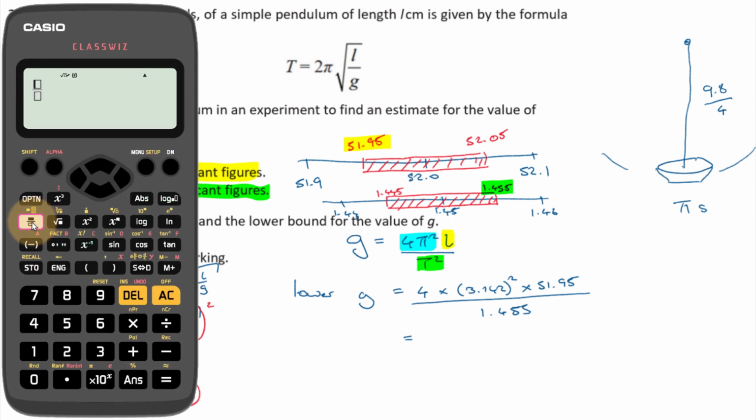4 times 3.142 squared times 51.95 divided by, oh, I should have put a square around that, shouldn't I? Divided by 1.455 squared. Okay? Now that comes out to be 969. Okay?